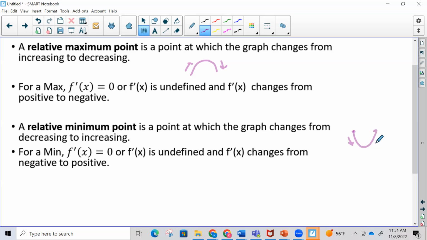A relative min or a local min is a point where the graph changes from decreasing to increasing. The slope, therefore, is going from negative to positive. So at this point, the derivative at that point is 0 or undefined, but the derivative changes from negative to positive. So before that point, it's negative, and after that point, it's positive.